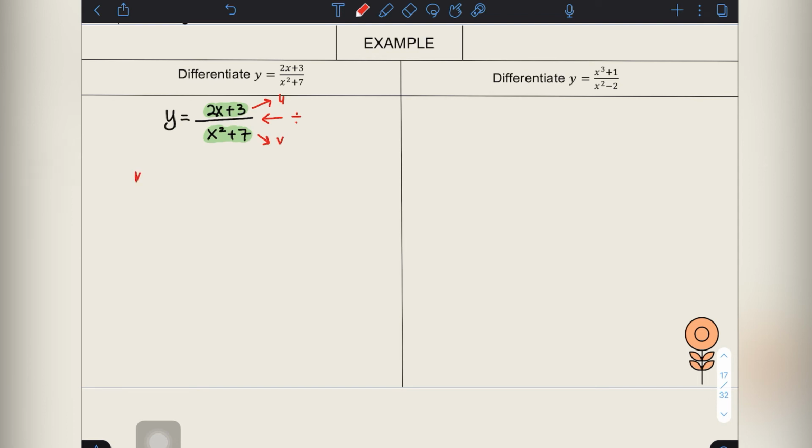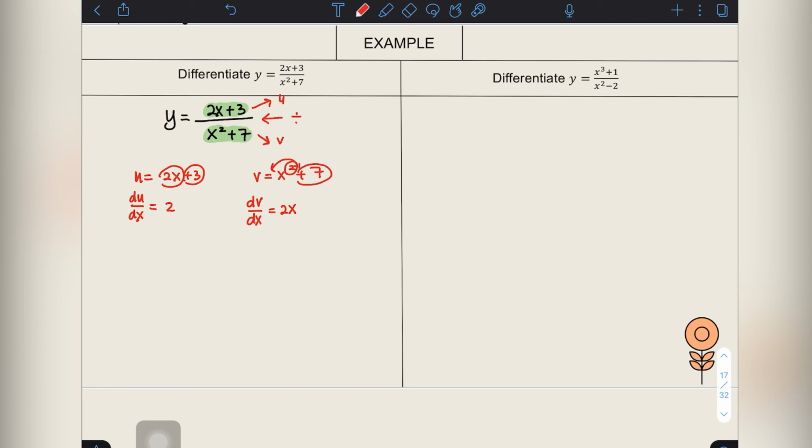So you can write your u as 2x plus 3 and your v now is equal to x squared plus 7. Okay, so the next step is you need to differentiate both u and v with respect to x. So differentiate u with respect to x, you will get du/dx. Differentiate this one, you will get 2, and differentiate the constant, you will get 0. And differentiate v with respect to x, you will get dv/dx. Differentiate this one, the power brings in front, you will have 2x. 2 minus 1 is equal to 1, so 2x to the power of 1.